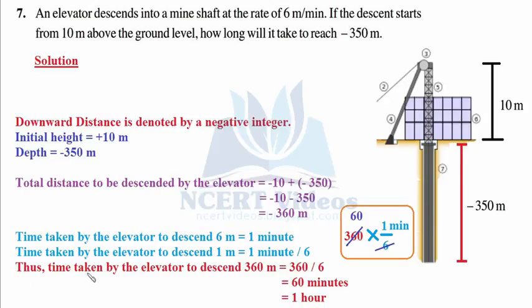Time taken by elevator to descend 360 meter. Ultimately, it has to descend this much. Therefore, 1 minute over 6 as it is, we have to multiply it with 360. Now, 6 ones are 6, 6 sixes are 36, 0 as it is. So 60 minutes. It will take 60 minutes, which is equivalent to 1 hour. Therefore, this is how you do your question number 7. And this was your last question.